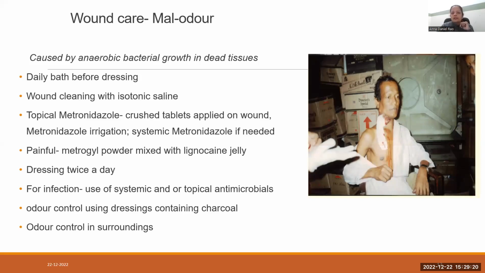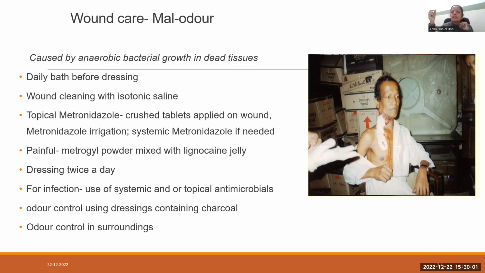Now malodor. So for malodor, what to do? We have to crush metronidazole tablets, and the powder can be sprinkled. So why did it occur? Because, as we just saw in the pathophysiology, it is because of anaerobic bacterial growth in the dead tissues. Because of that you will find the odor. So daily bath is essential. Ask the patient to take a good bath. Wound cleaning with saline, and after that topical metronidazole should be applied.